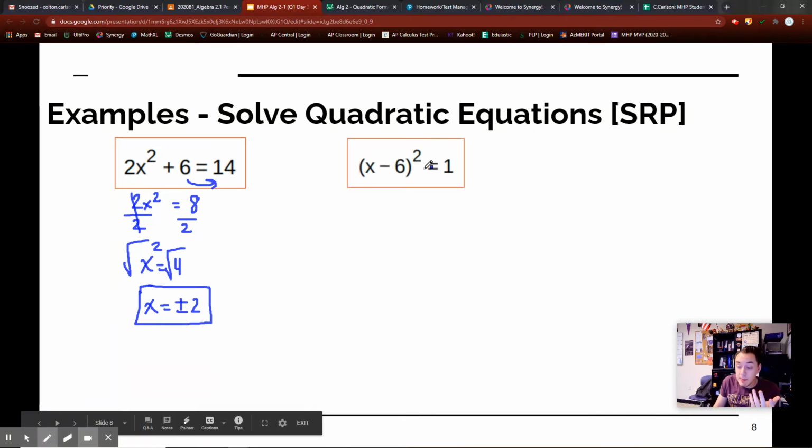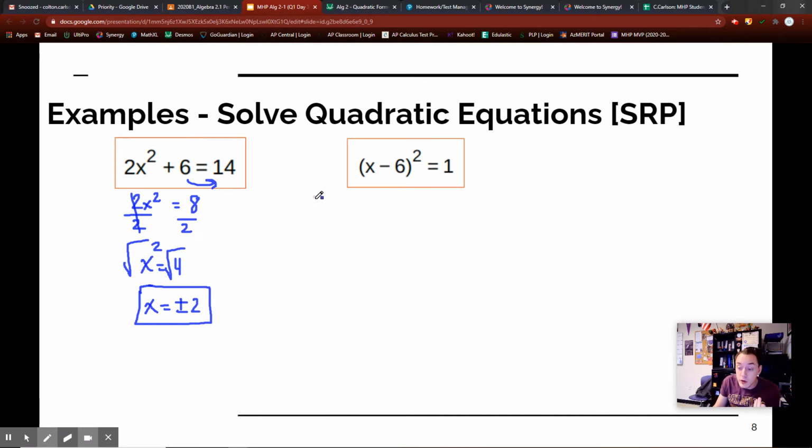Okay, this one. Now here, you may be thinking, oh shoot, let me just FOIL all this out. So x minus 6 and then x minus 6 and then equals 1. And so this is x squared minus 12x, and then this is going to be plus 36 equals 1. And then this is going to be minus, so 35. And then you can go from there. Now, you can do that by all means. That is definitely the one way to an answer.